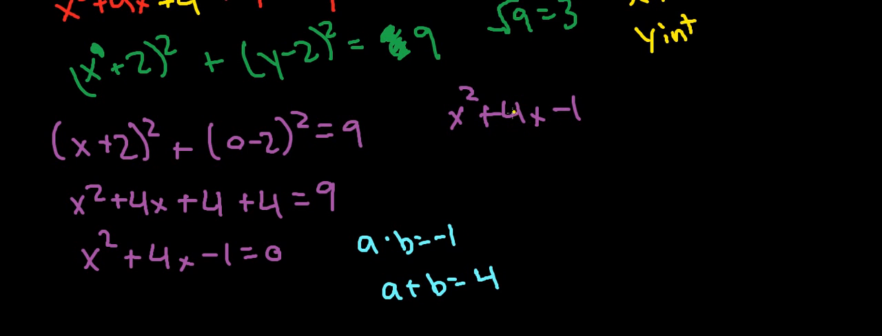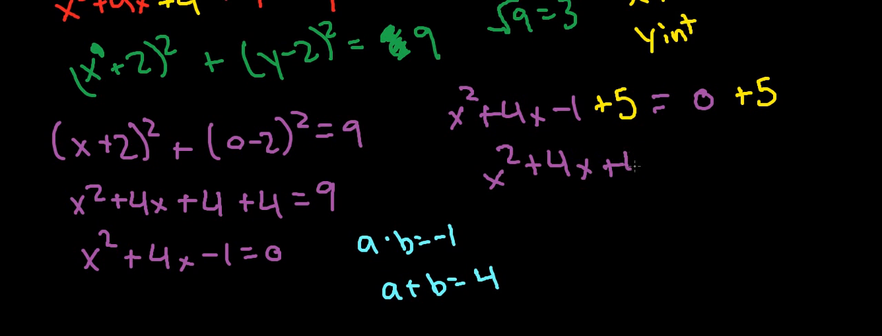In order to complete the square, I need to get a 4, so I'm going to add 5. Now, hopefully I don't mess up by overlooking the number that's in purple. So we add 5 to this side as well. So this is going to give us x squared plus 4x plus 4 is equal to 5. Now I can factor this. So I get x plus 2 squared is equal to 5.